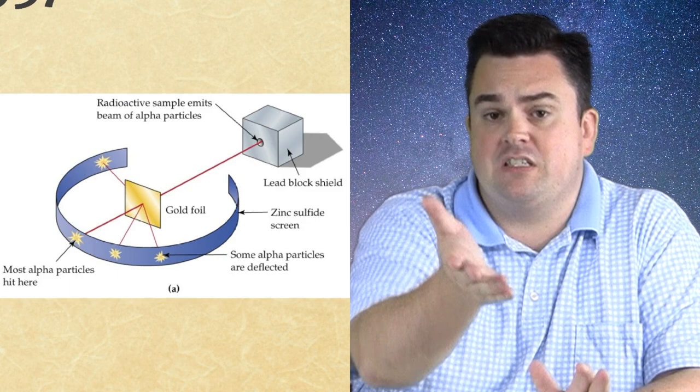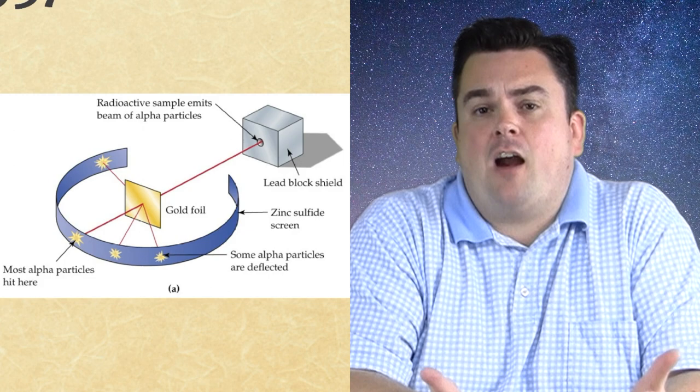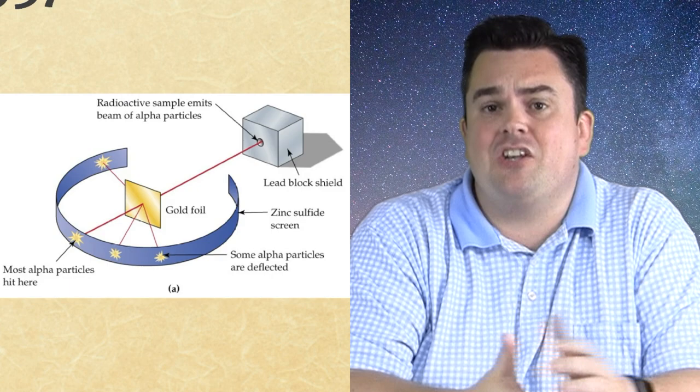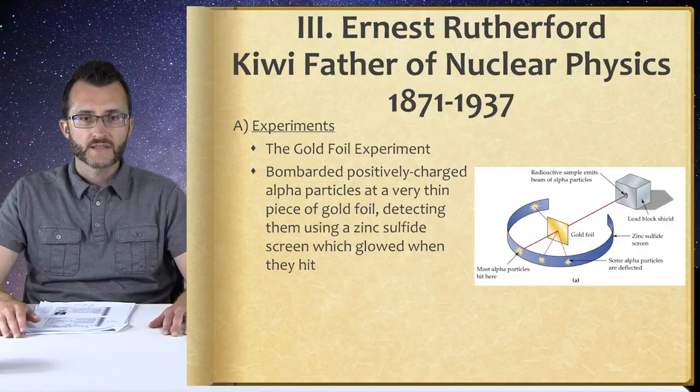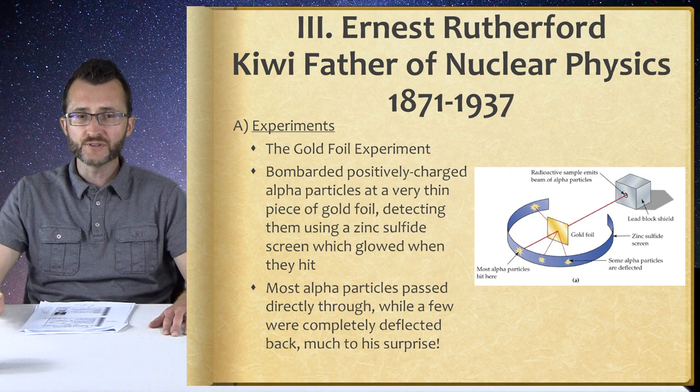Now all around that gold foil is that photography paper, kind of like x-rays, where it picks up any detection of any radiation hitting it, like the alpha particles. Most alpha particles passed directly through, while a few were completely deflected back, much to his surprise.